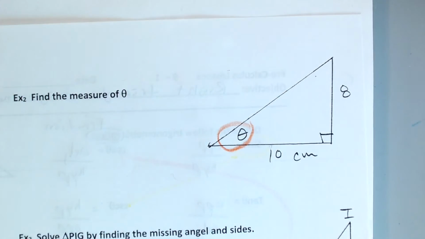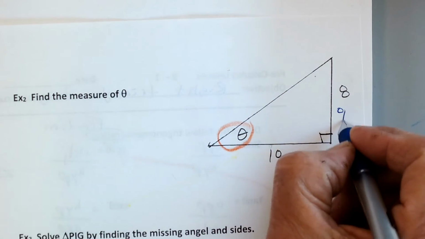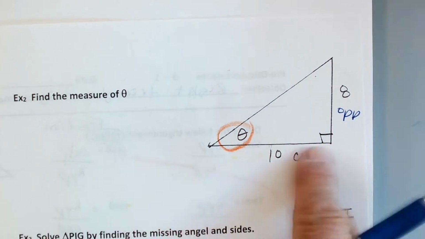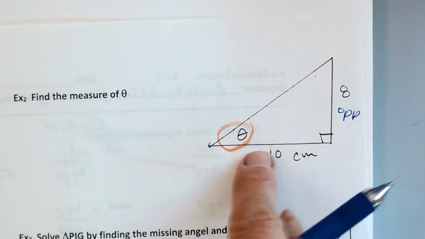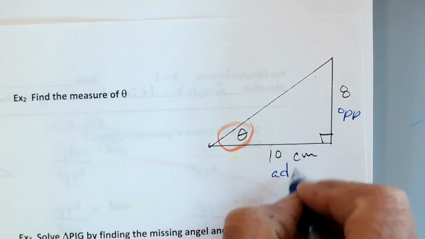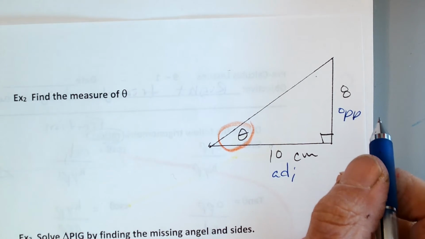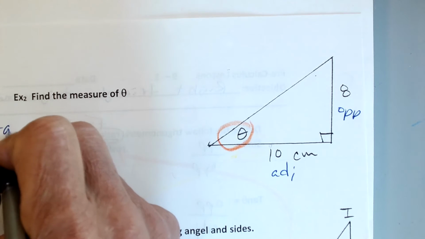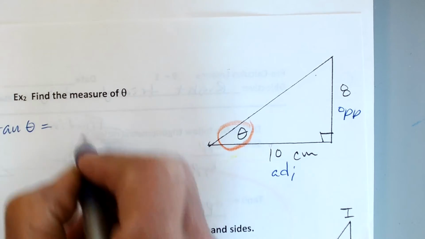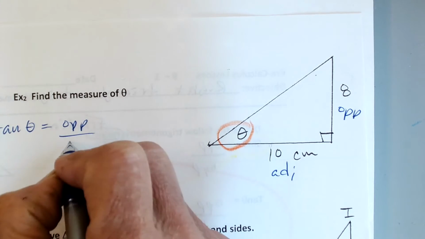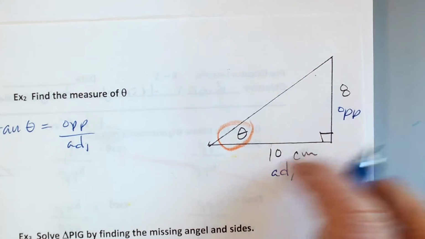Opposite, right? This side needs a name. Don't say 10. What's the name of this side? Good. Okay, look up on the board. Opposite, adjacent. Which one's it got to be? It's going to be tangent. Tangent of theta is equal to my opposite over my adjacent, because that's what I have.